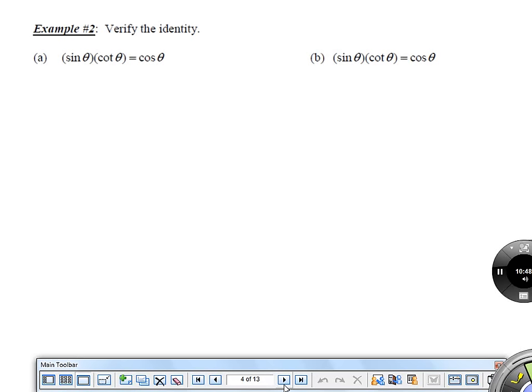So our job here is to verify these identities. All right, so let's look at part A. When you're verifying, showing that they're equal, you cannot assume they are equal. You cannot divide both sides by cosine or something like that. That's not going to work here.